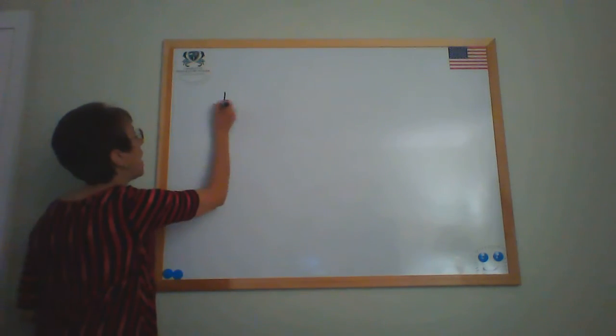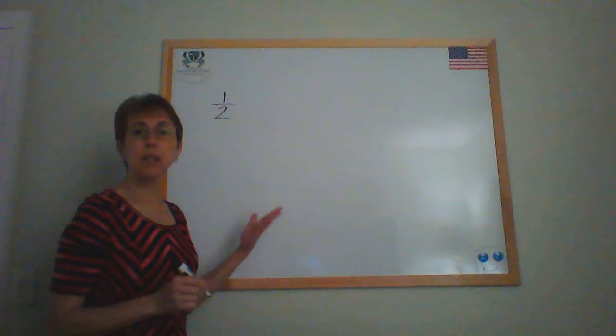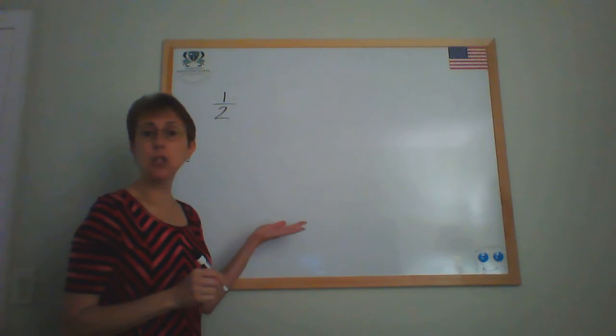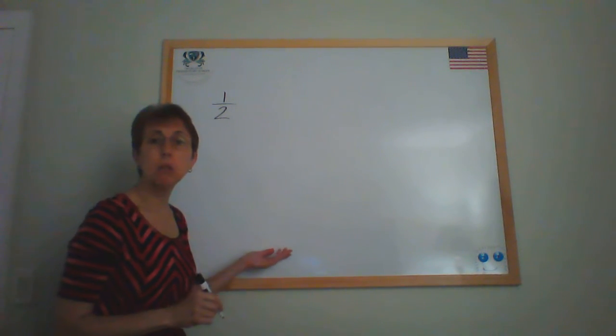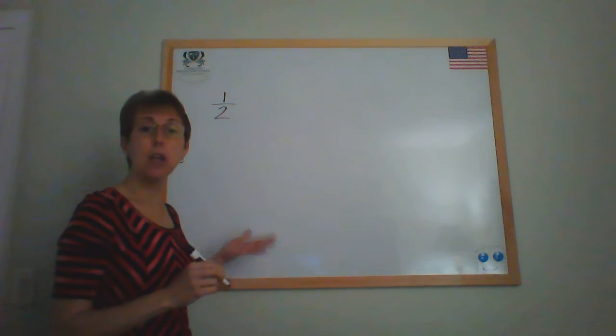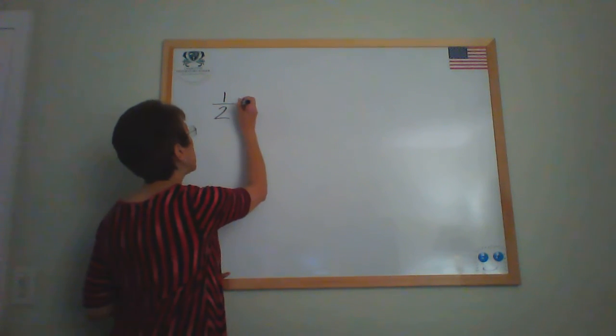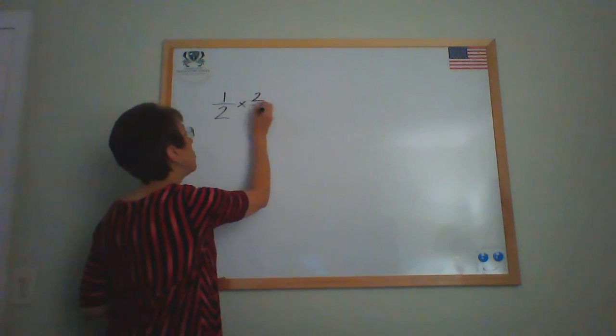Today we're going to be working on lesson 133, renaming fractions. When you rename fractions, you need to multiply the fraction by a fraction name for 1. So for example, if we have 1/2 and we want to come up with an equivalent fraction to 1/2, we simply need to multiply 1/2 by a fraction named for 1. So we can say, how about 2/2?